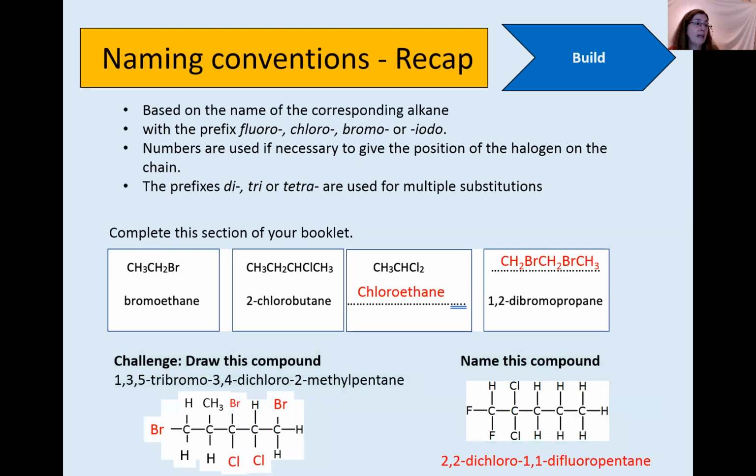Okay, so here are the answers then. You can see we've got chloroethane. I've drawn out 1,2-dibromopropane. I've kept it in the same structure as what was previously shown, so I haven't drawn it as a skeletal formula. And the two challenges at the bottom are shown. So just check that your answers are right. Use your green pen to amend and to add to your notes.